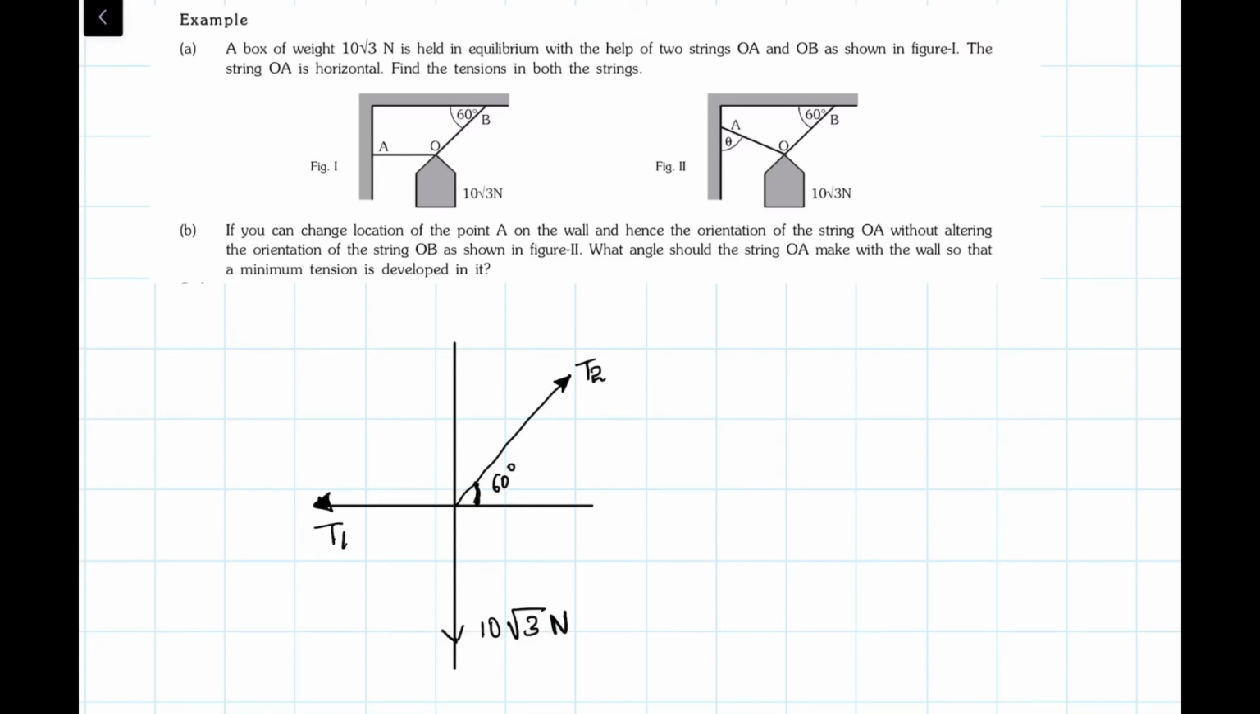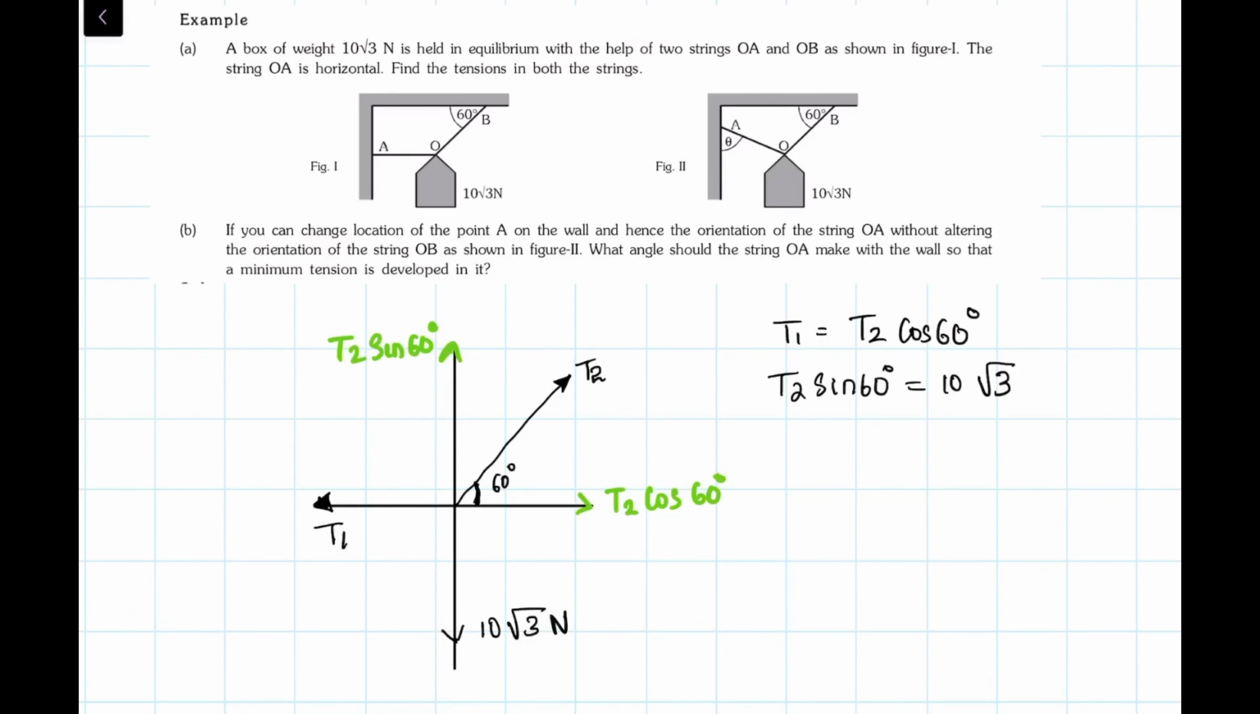So here the horizontal component of T2 is T2 cos 60, and the vertical component is T2 sin 60. You should have a very good idea about taking the components. So horizontal and vertical component we wrote. Now what we have to do? We have to simply equate. T1 equal to T2 cos 60, and T2 sin 60 equal to 10 root 3.